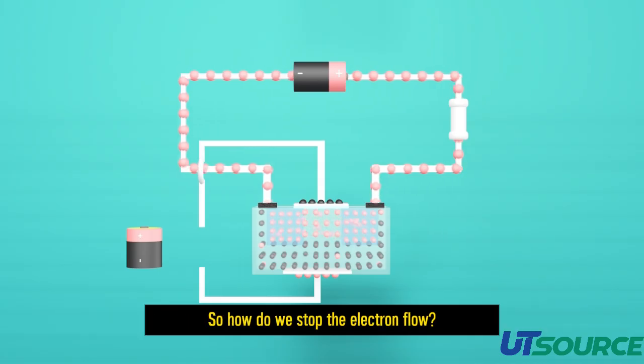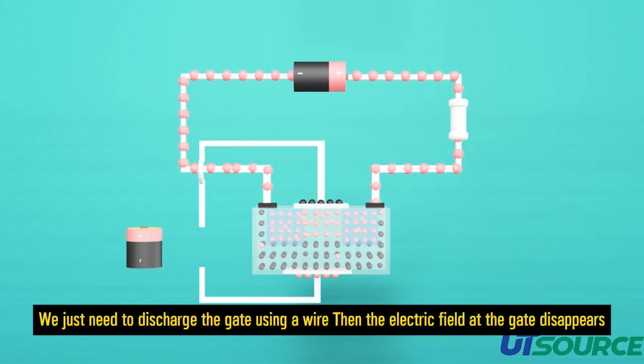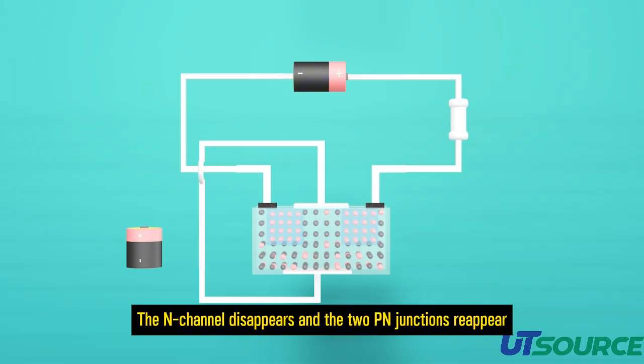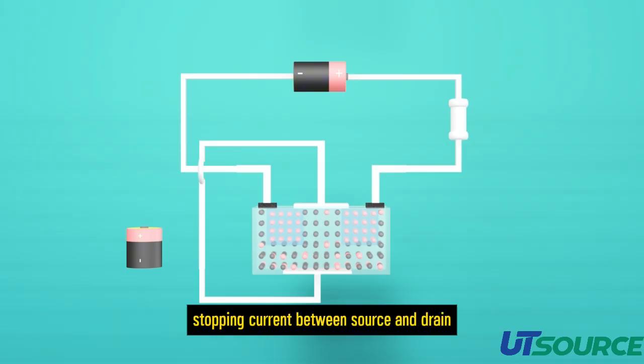So how do we stop the electron flow? We just need to discharge the gate using a wire, then the electric field at the gate disappears, and electrons near the insulator spread back into the P-type region. The N-channel disappears and the two p-n junctions reappear, stopping current between source and drain.